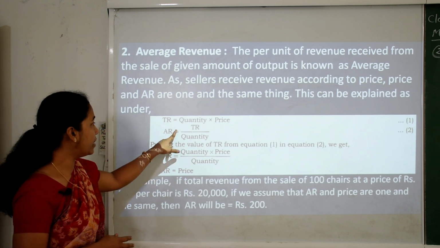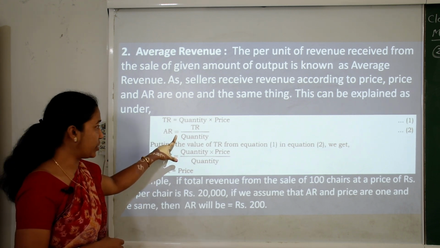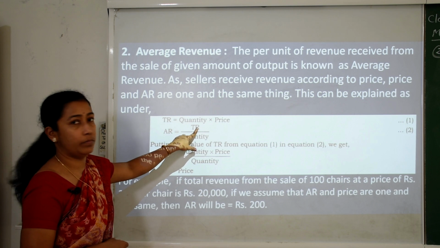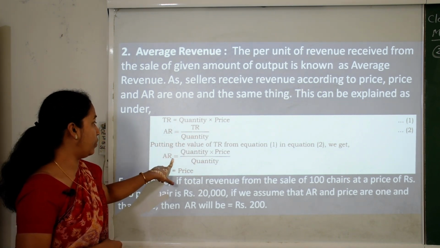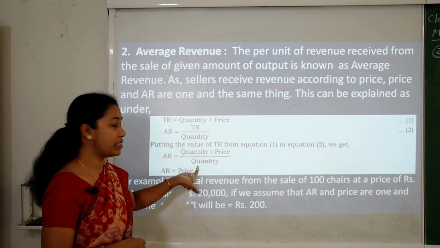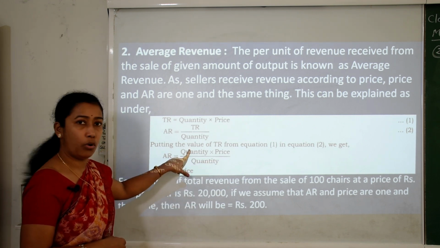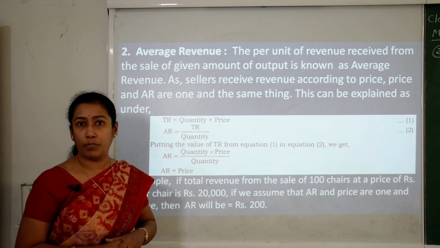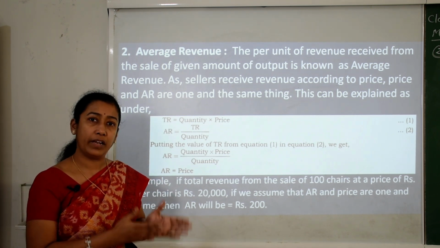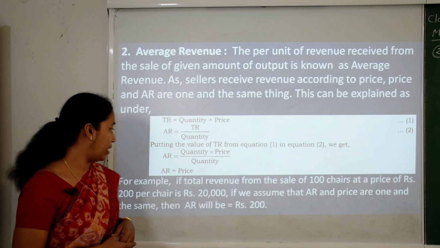So, we can say average revenue and price are all the same. Why? Because when we equate both the equations, the common term, that is total revenue, is cancelled, and we get average revenue is equal to quantity into price divided by quantity. If we cancel both these common factors, then what we will get? Average revenue is equal to price. So, hence we can say that average revenue and price are the same.